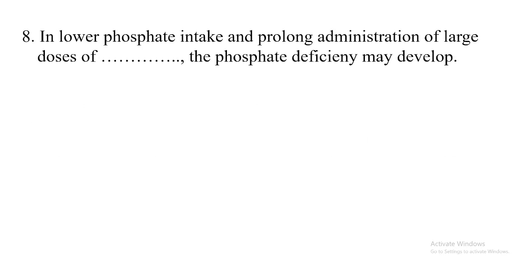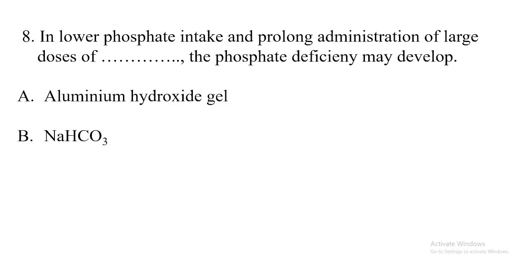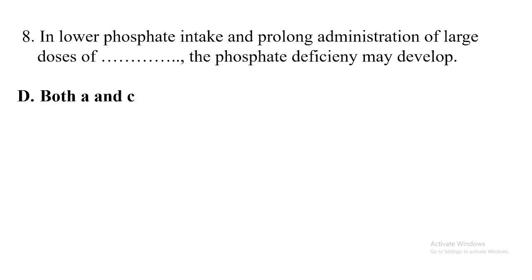Eighth, which of the following antacids, upon prolonged administration of large doses and with lower phosphate intake, can cause phosphate deficiency? It is aluminum hydroxide gel, sodium bicarbonate, calcium carbonate, or both aluminum hydroxide gel and calcium carbonate. The right answer is D, both A and C.